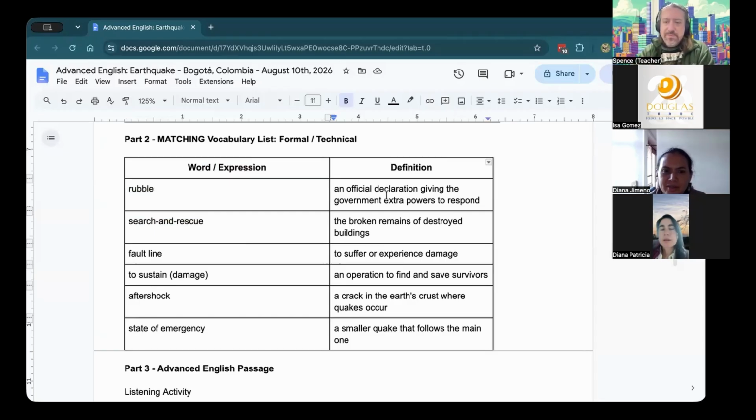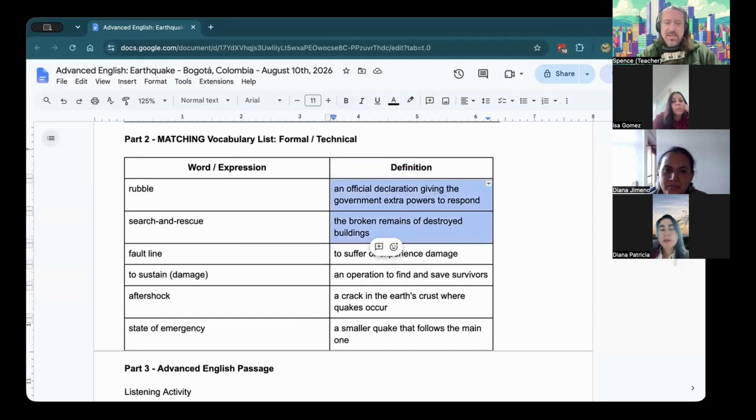Okay, let me see. Let me read. Okay, and you can read out loud. Okay. An official declaration giving the government extra powers to respond. Okay. A state of emergency, definitely. Yeah, very good. Okay, perfect.